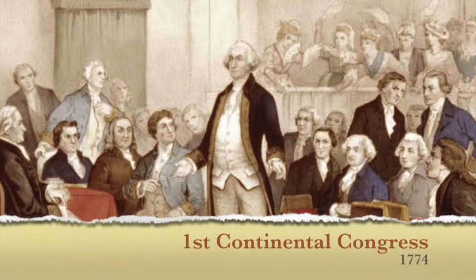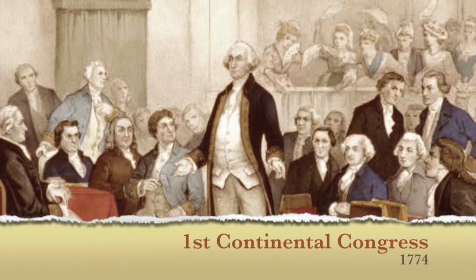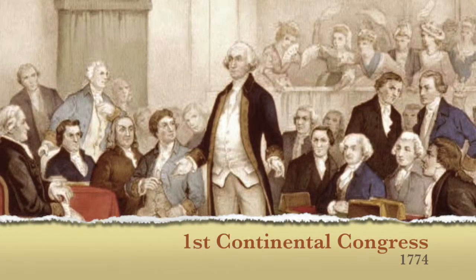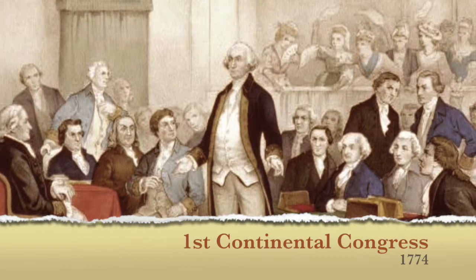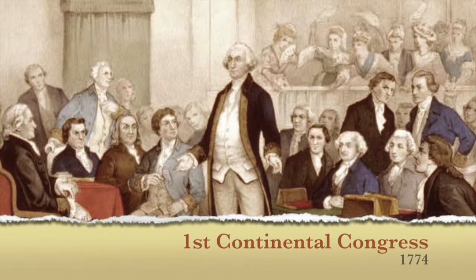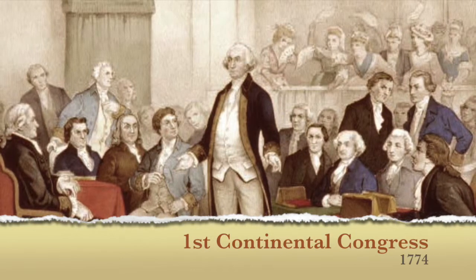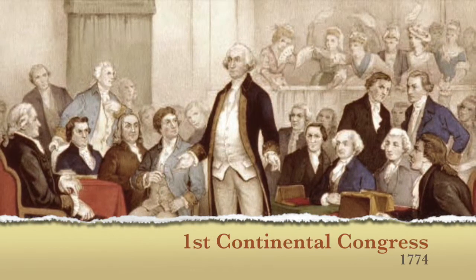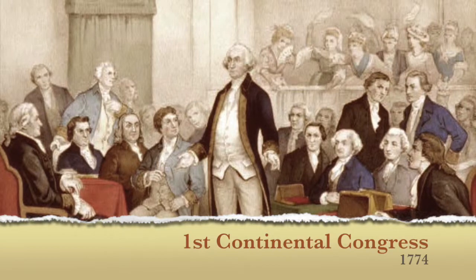In 1774, 56 delegates from the colonies, including George Washington, Patrick Henry, and Sam Adams, met in Philadelphia as a direct response to the Intolerable Acts. They decided to boycott British goods, arm themselves, form militias, and appeal to the king, which he would harshly refuse.